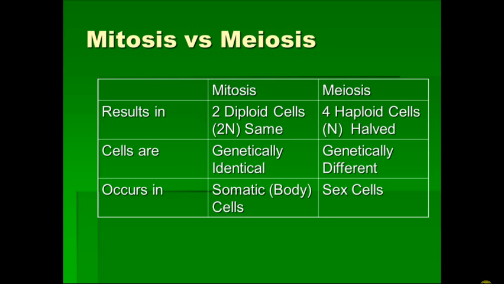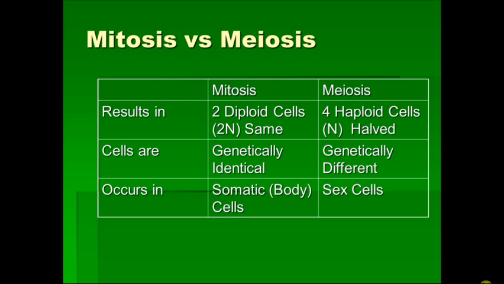Then we take a look at meiosis. What do we have as a result in meiosis? We have 4 haploid cells, 1N, and I look at it as 4 new cells that are half. They have half the number of chromosomes that the original had, and that allows us to have sexual reproduction. In mitosis, cells are genetically identical. They don't sway, they don't cross over, they don't switch. They're exactly the same. And in meiosis, they are genetically different. This is what brings about variety.